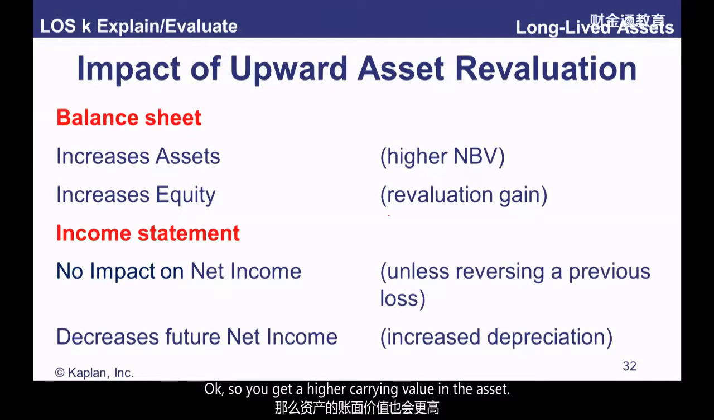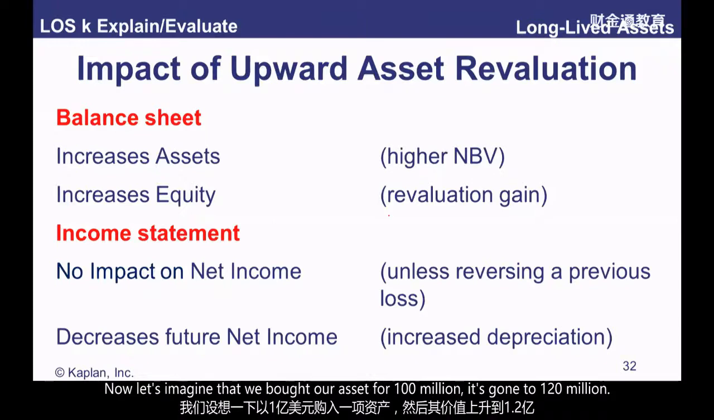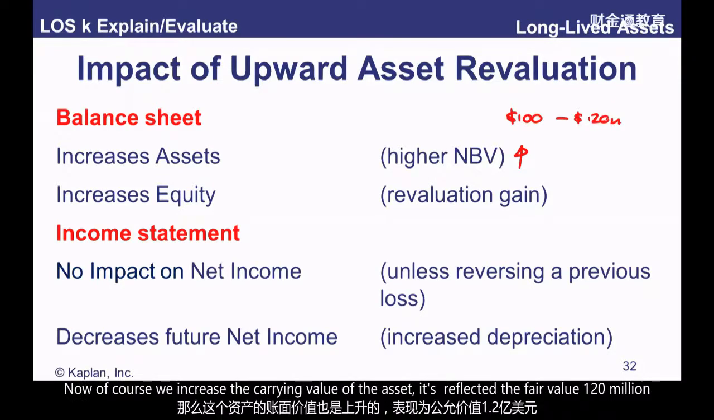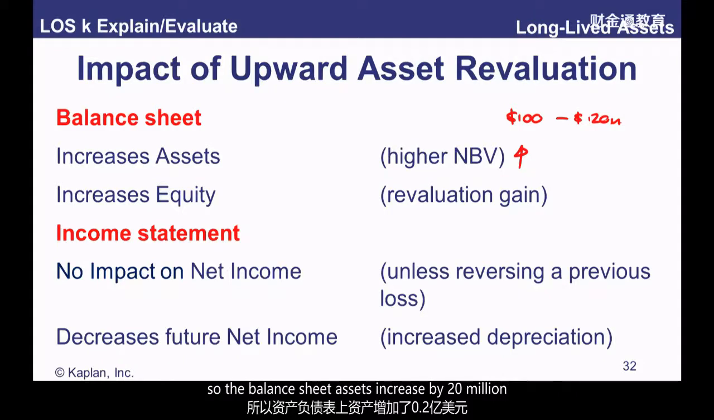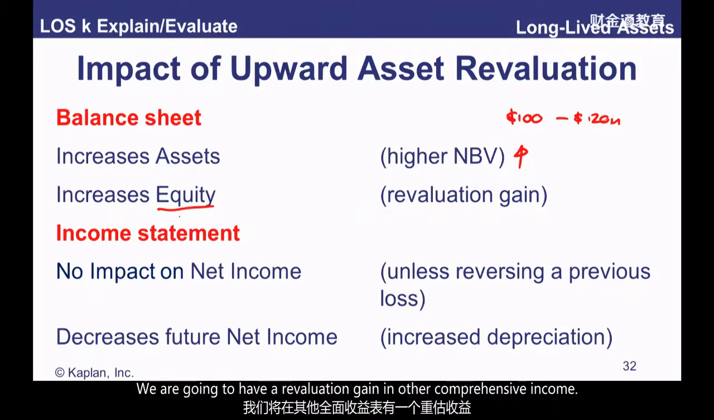Okay, so you get a higher carrying value of the asset. Now, let's imagine that we bought our asset for 100 million. It's gone to 120 million. Now, of course, we increase the carrying value of the asset to reflect the fair value, 120 million. So balance sheet assets increased by 20 million, but something else has got to increase. And of course, we said it is going to be our stockholders' equity. We're going to have a revaluation gain in our other comprehensive income.